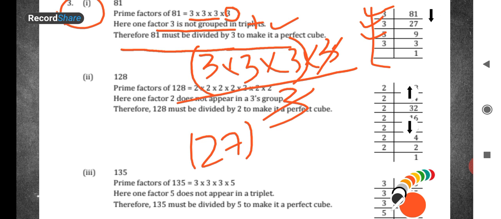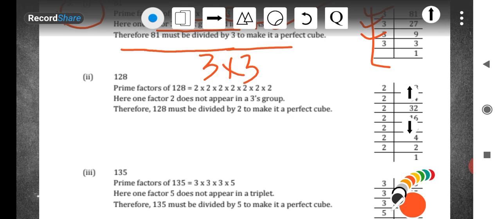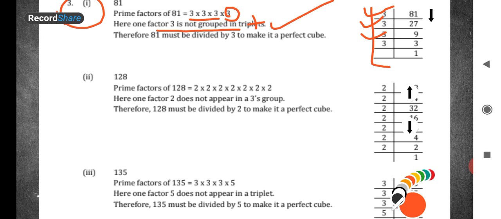The next question is given 100. Sorry, 128 is given. So let me erase all this. For 128, you will find the prime factors.